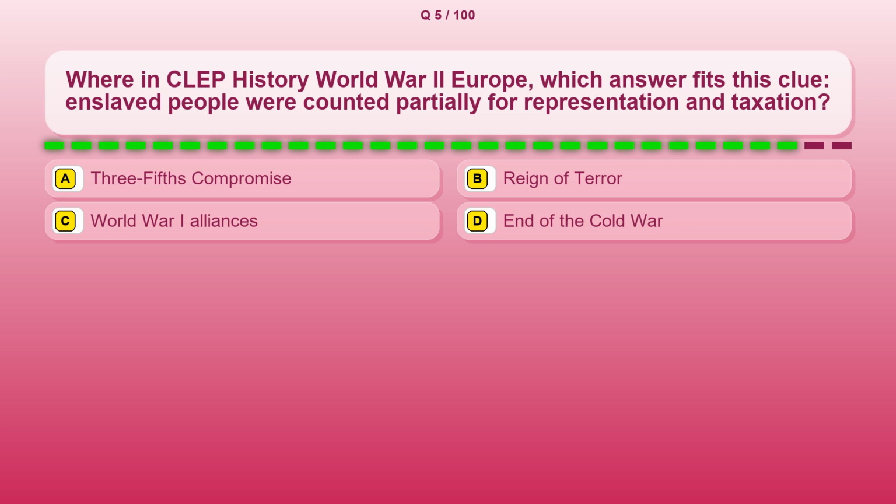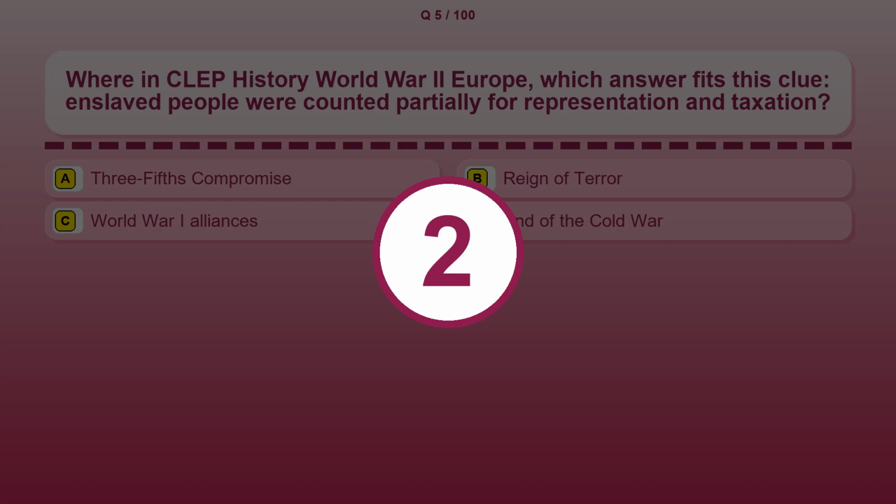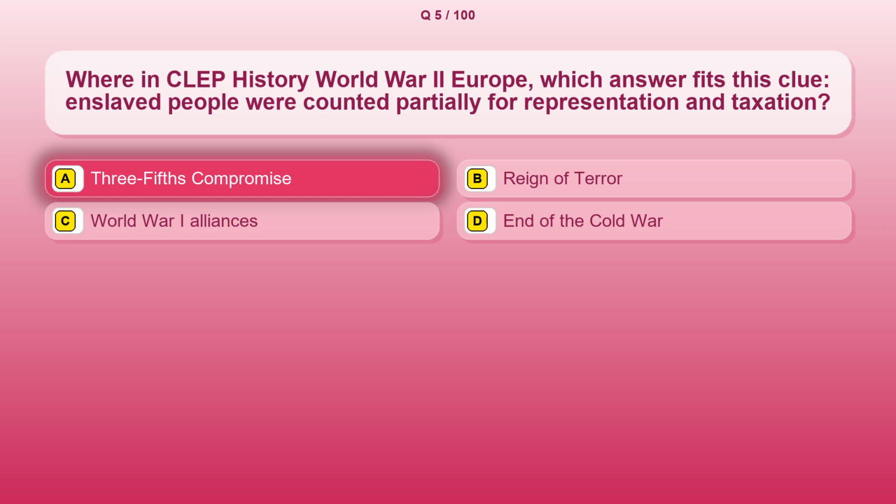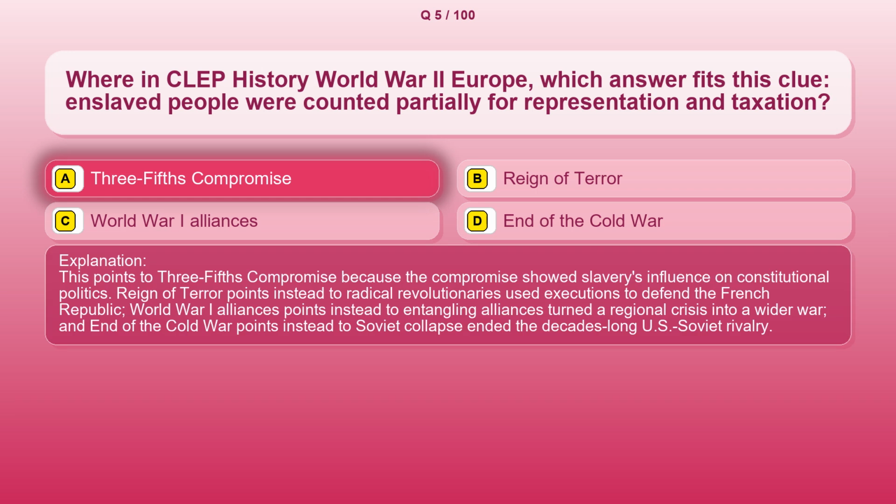Question 5. Where in CLEP History World War II Europe, which answer fits this clue? Enslaved people were counted partially for representation and taxation? Option A. 3-5 Compromise. Option B. Reign of Terror. Option C. World War I alliances. Option D. End of the Cold War. The correct answer is option A. 3-5 Compromise. This points to 3-5 Compromise because the compromise showed slavery's influence on constitutional politics.